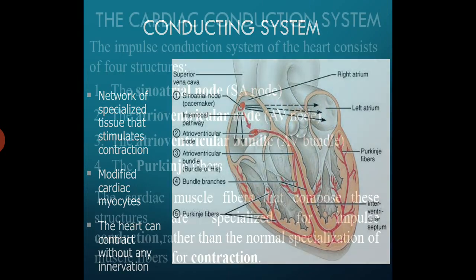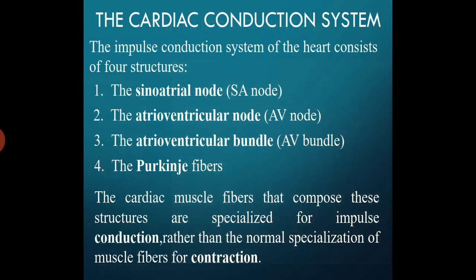on its own. Okay, so the conductive system of the heart is actually a system of impulses, or we can say it is a collection of nodes and some specialized cells of the heart that help in this conduction. These nodes are the sinoatrial node, that is the SA node, the atrioventricular node, that is the AV node, the atrioventricular bundle or the bundle of His, and the last one is the Purkinje fiber.